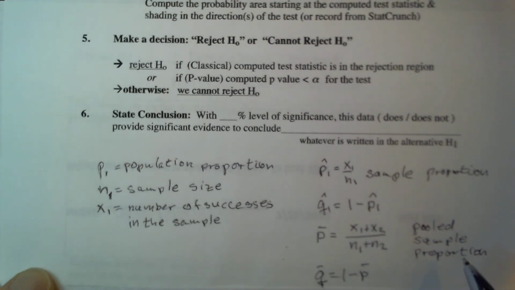Now, here's a new term. It's called pooled sample proportion. P bar is equal to X1 plus X2 divided by N1 plus N2. And then Q bar would be 1 minus P bar. So this is the notation that we'll need here for the upcoming examples.